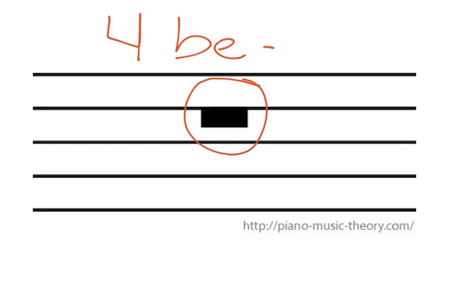Today we're going to learn about rest types. The first type of rest we're going to learn about is a whole rest. You'll notice that the whole rest is hanging below the fourth line, which is right here. The whole rest gets four beats, just like a whole note.